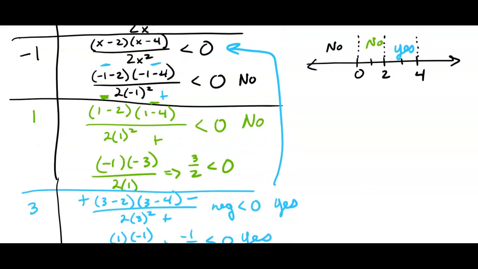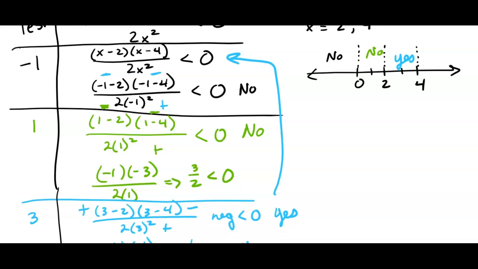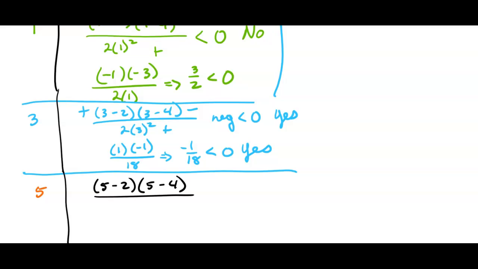Now remember, I had said in another video, there's not always 3 sections. This time there's 4 sections. So I need a number bigger than 4. And I'm going to use 5. 5 is bigger than 4. And then I'll have 5 minus 2, 5 minus 4 over, I forgot to write in orange, 2 times 5 squared. So I want to know if that's less than 0. Well, this is going to be positive. This is going to be positive. The bottom's going to be positive.